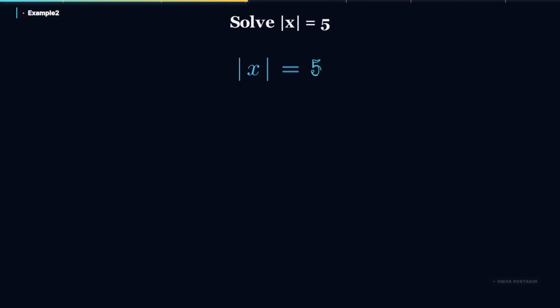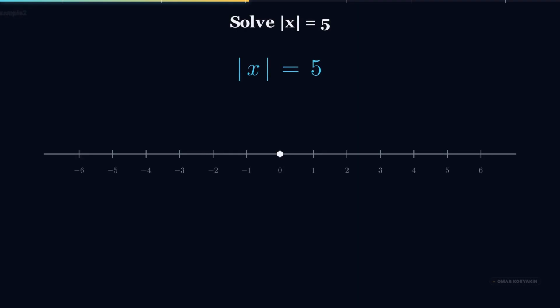Here is the second worked example. The equation at the top reads the absolute value of x equals 5. Below the equation we have a fresh number line with a dot at 0 in the middle. The question is, which values of x make this equation true? Most students start by guessing x equals 5 and stopping there. We are going to see why there is actually a second answer hiding on the negative side of the line.